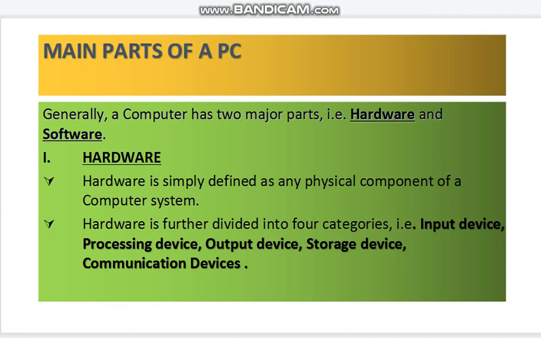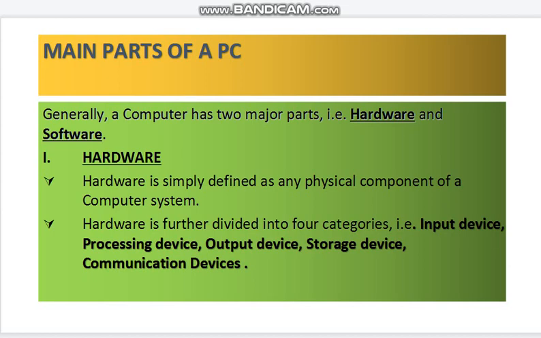The first one, we'll talk about the hardware. The hardware is simply defined as any physical component of a computer system. So any physical component that is tangible is considered hardware. Any physical component of a computer system is considered as hardware.